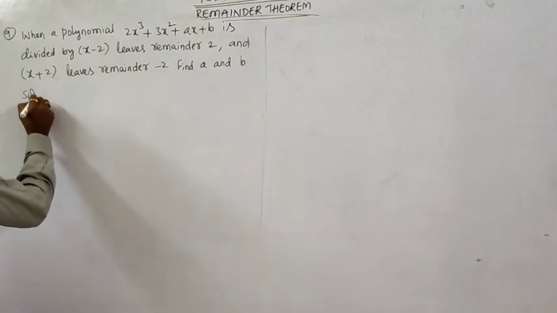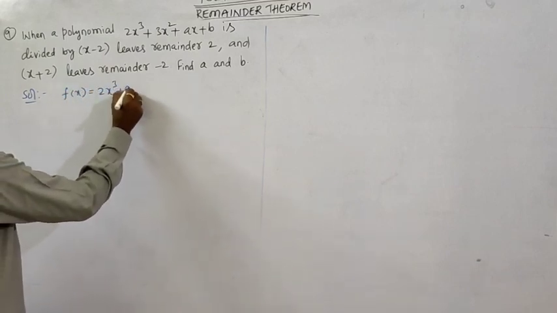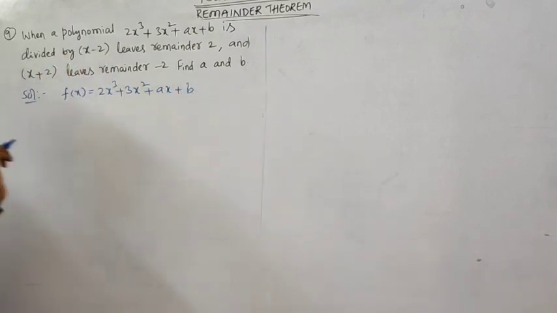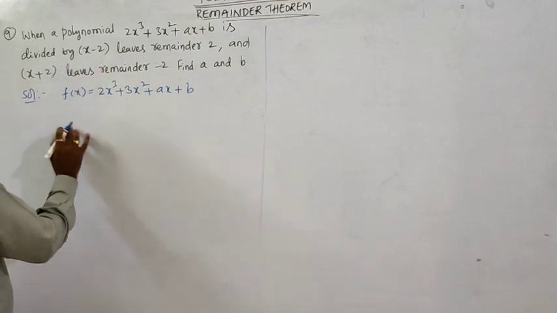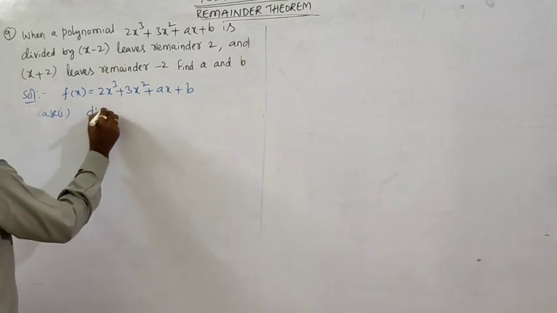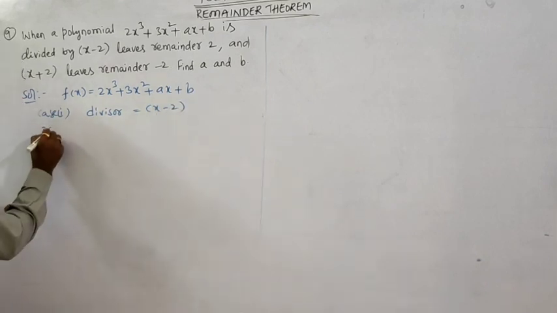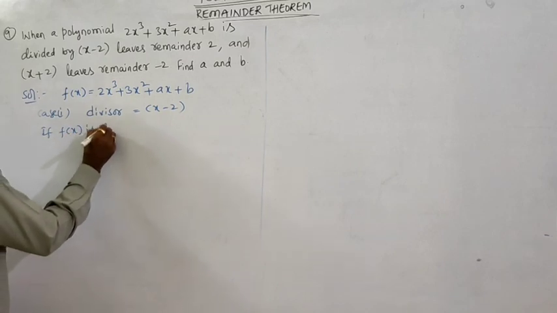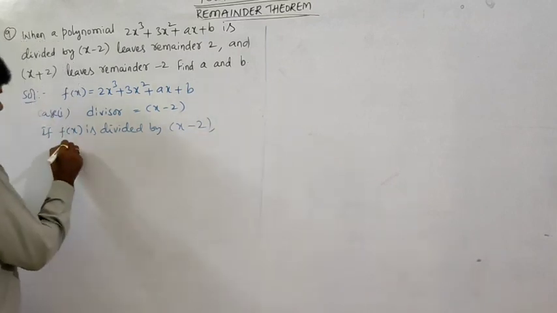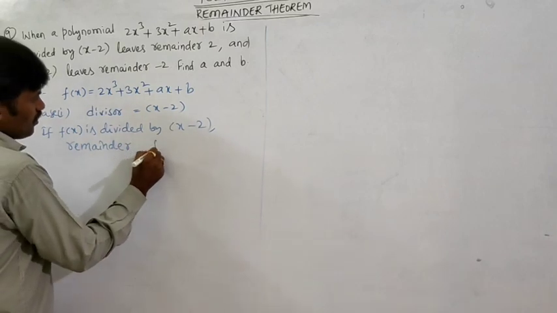For that, let us consider f of x is equal to 2x cube plus 3x square plus ax plus b. Here only one dividend is given. Divisors are different. In case 1, what is the divisor? x minus 2. Okay. If f of x is divided by x minus 2, then what is the remainder? The remainder is equal to f of 2.